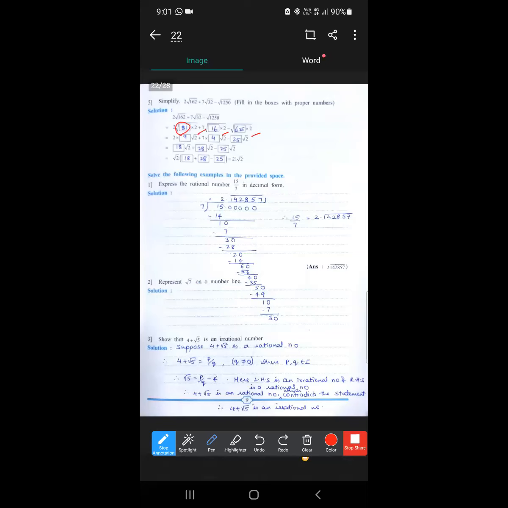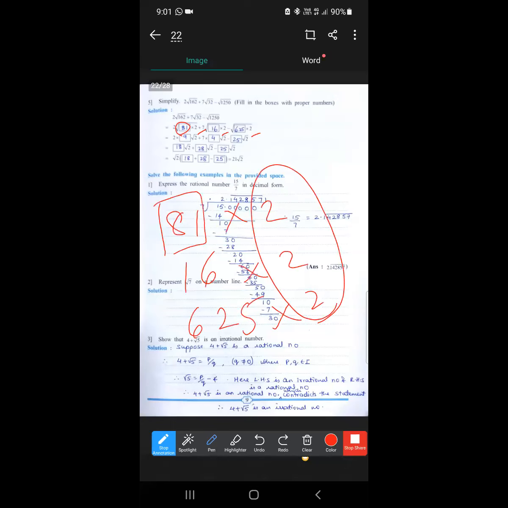Already the 2 is given. You need to factorize in such a way that whatever answer you get, it should be a perfect square. So here 81, then 16, 625, multiplied by 2. This multiplied by 2 is already given to you, and this particular part you will get when you factorize the numbers.